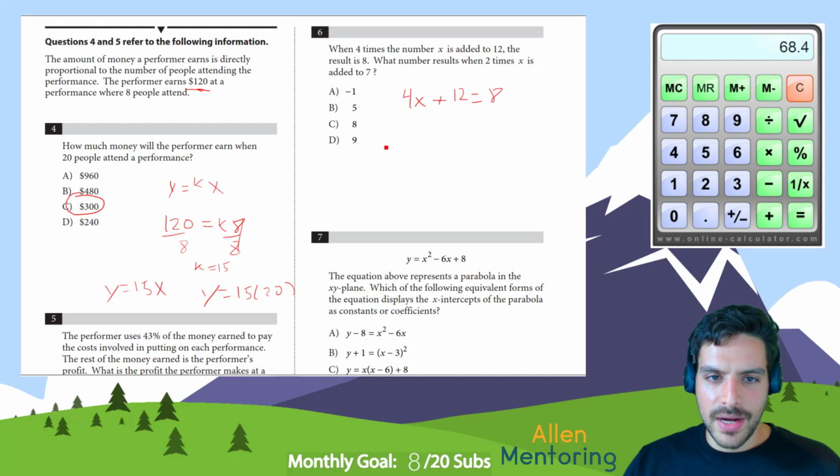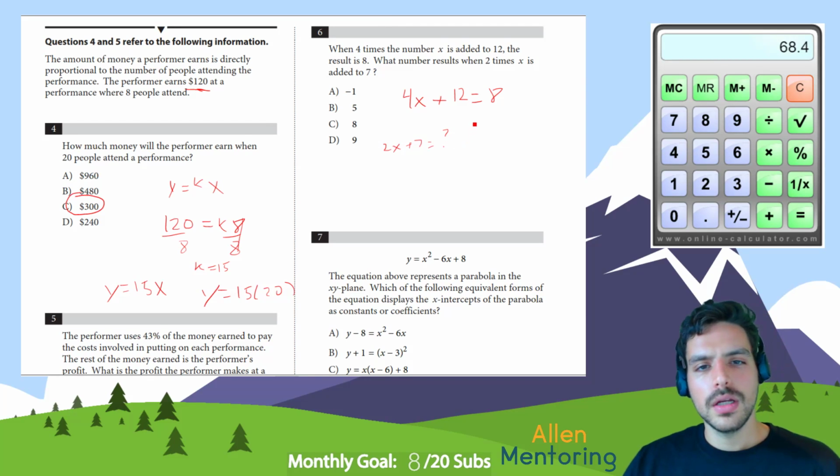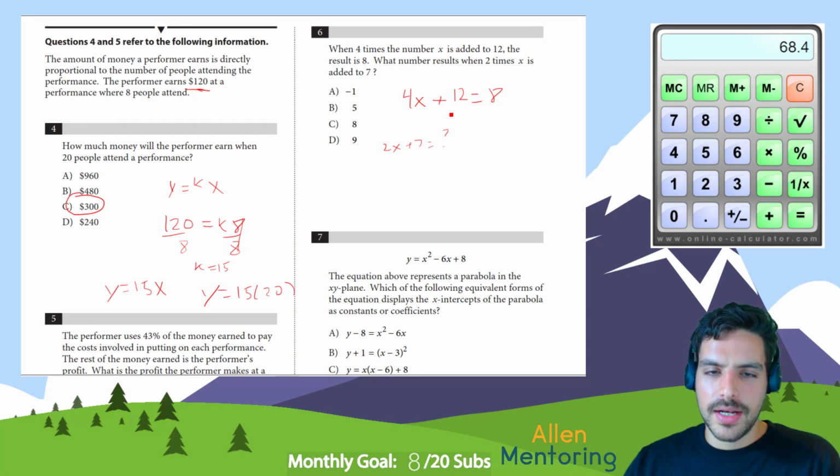So we want to find out what is 2 times x plus 7. That's pretty easy, right? If we can find out what x is equal to, then we'll just plug it in here. Bada bing, bada boom. So let's do that. Let's subtract 12 on both sides. Opposite on both sides. And we get 4x is equal to 8 minus 12, which is negative 4.